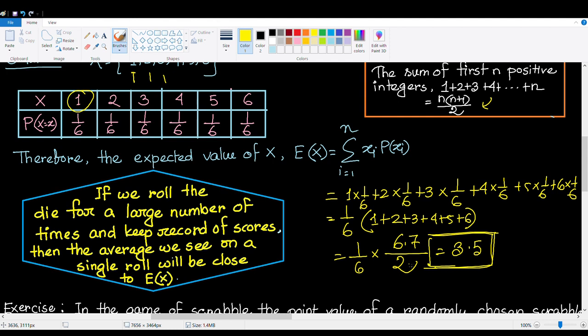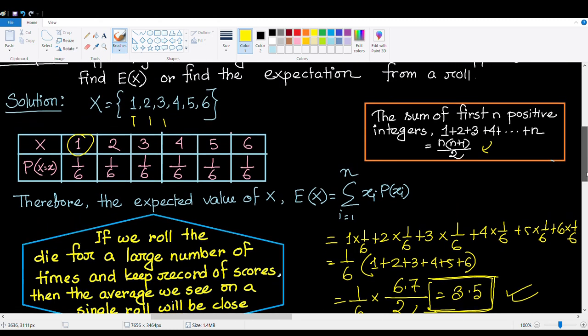That doesn't mean if you keep rolling a die, 3.5 will always show up. Rather, it means if we roll the die a large number of times and keep a record of scores, then the average we see on a single roll will be close to E of x. Okay, so if we keep rolling the die and keep records of the scores, then the average score for a single roll will be close to E of x, or the expected value. All right, so 3.5 is the expected value.